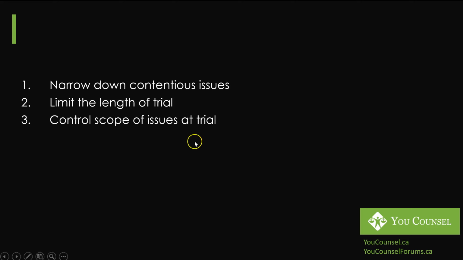But another part that you want to keep in mind is that by requesting the other side to admit certain facts and documents, you can actually control the scope of issues at trial. And this is a bit of a subtle point, but an important one, because sometimes you may ask the other side to admit certain benign facts, but by admitting those facts, you put yourself in a position where you're able to present your case better.